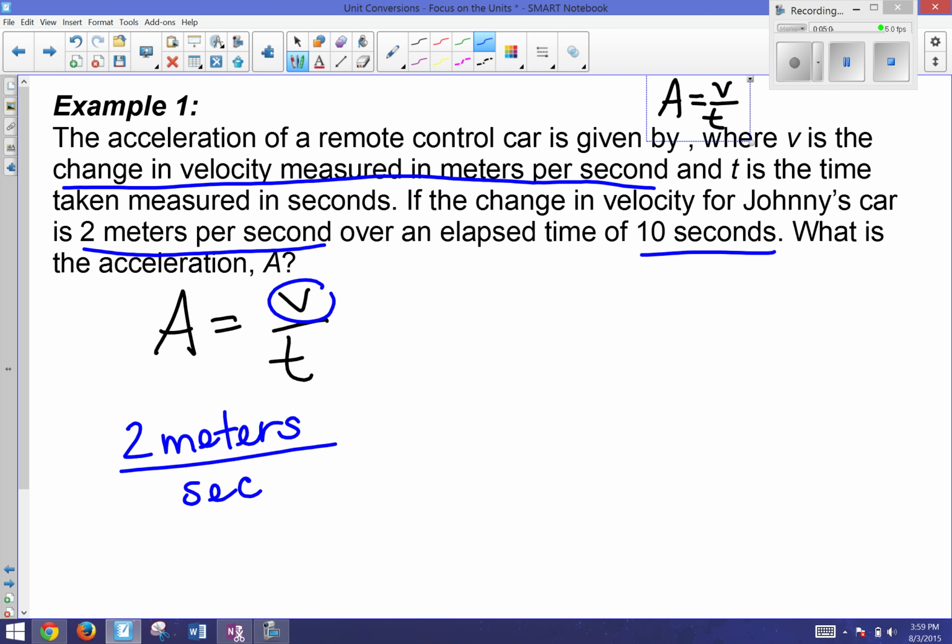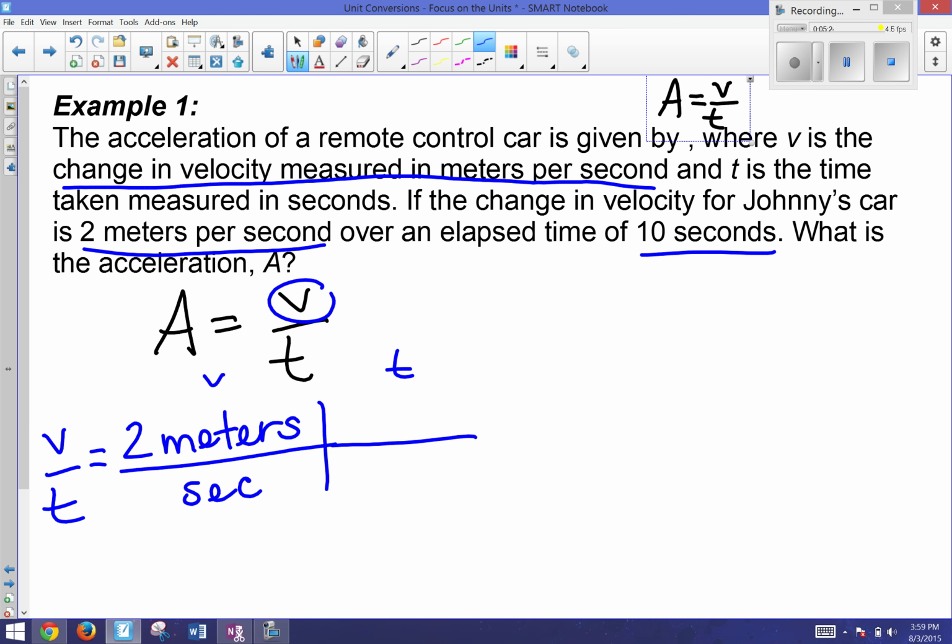Now remember, A equals V over T. So we plugged in V. V happens to be a rate, so we end up using the top and the bottom of our dimensional analysis ladder. And the time is on the bottom. So we're going to plug in T. So this is V and T would be here.